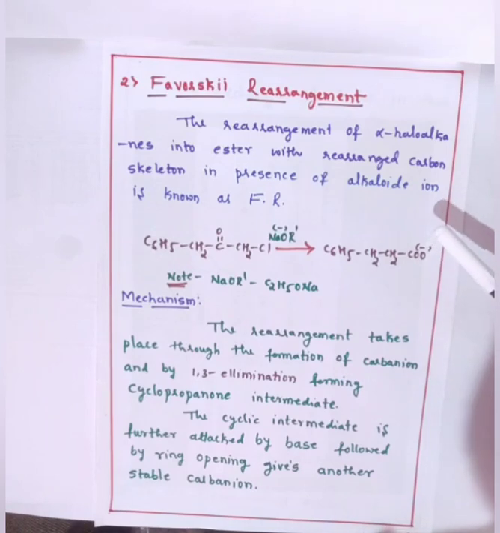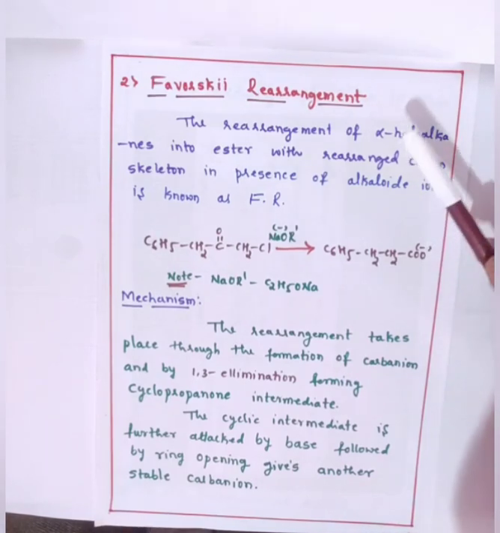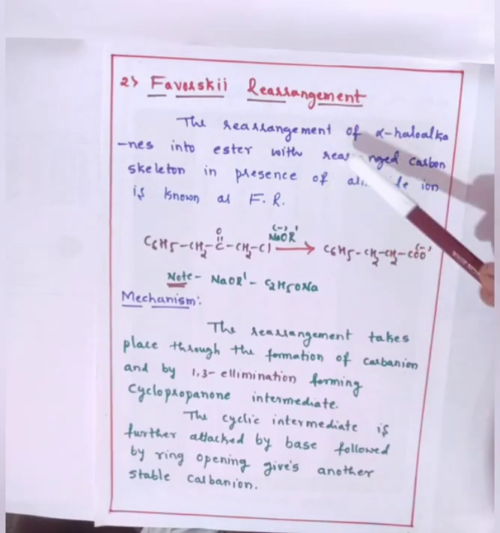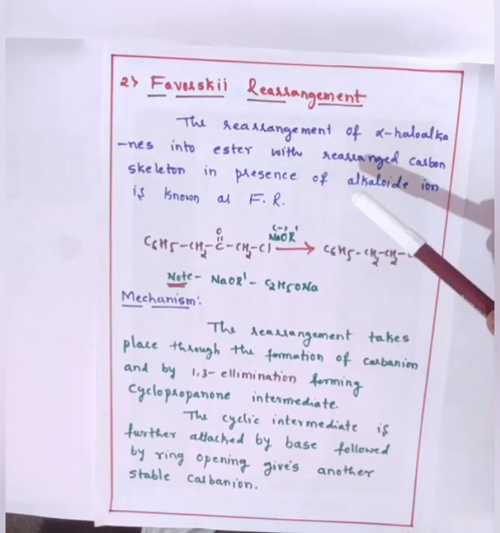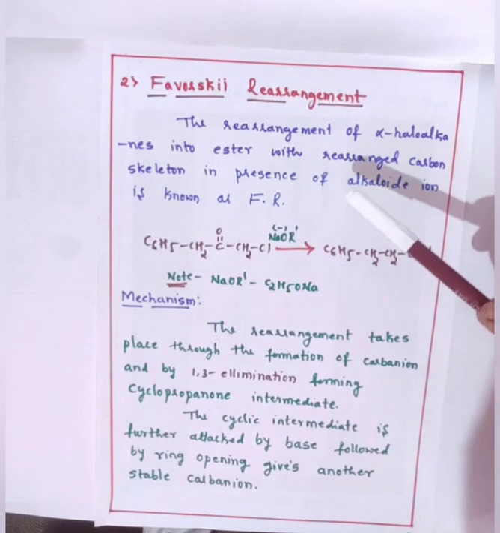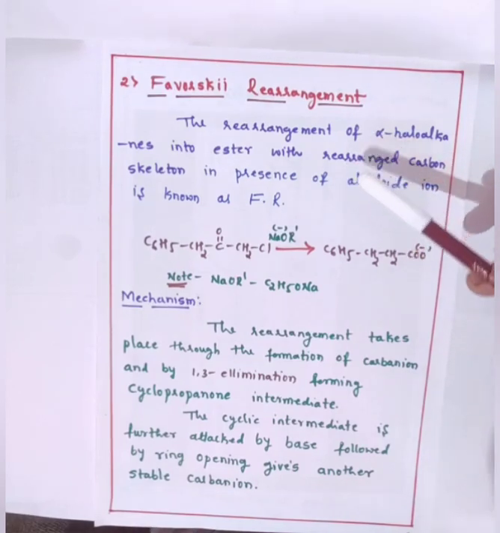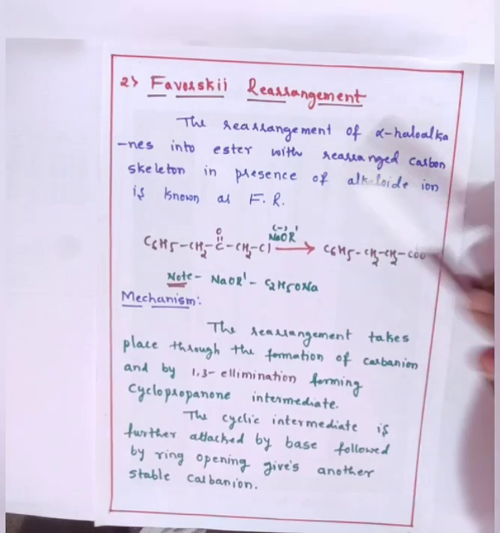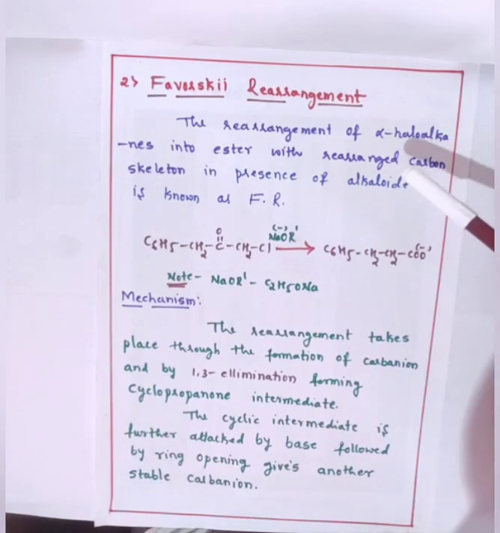The next rearrangement reaction is the Favorskii rearrangement reaction. This is also a named reaction; Favorskii is the name of the scientist Alexei Favorskii, a Russian chemist. He studied this particular rearrangement reaction, hence the name Favorskii rearrangement.